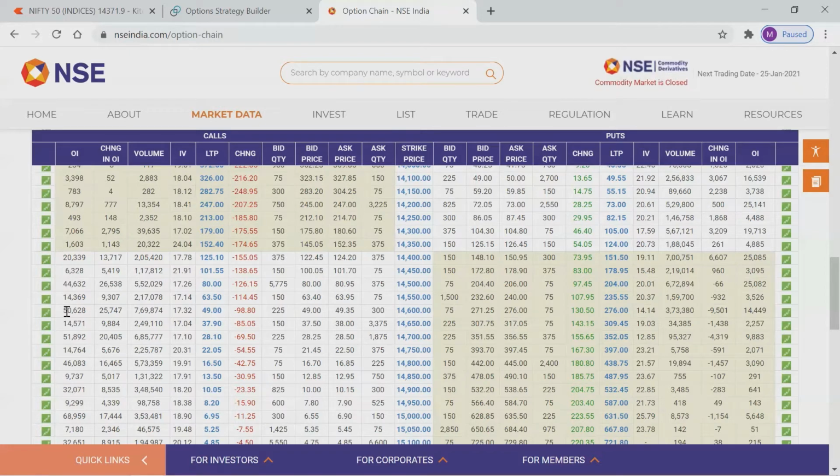That's how you decide which strikes to choose. You need to sell, or short, the out of the money put strike and the call strike which have high OI or high change in OI. I hope you guys are getting it. I'll explain it again in some time.